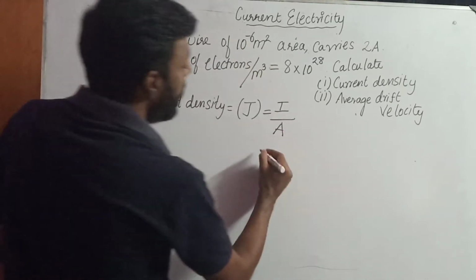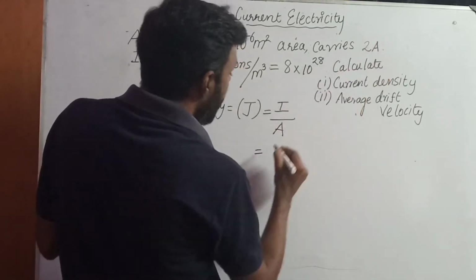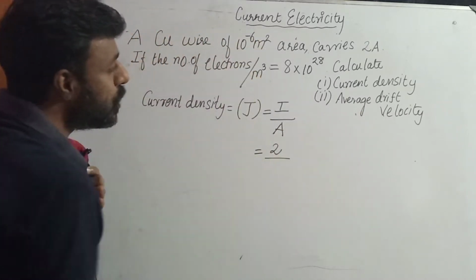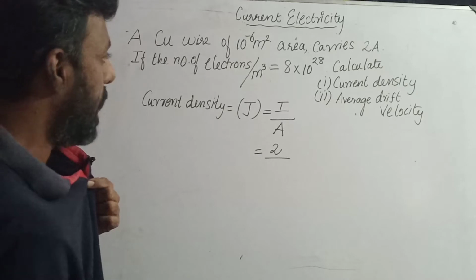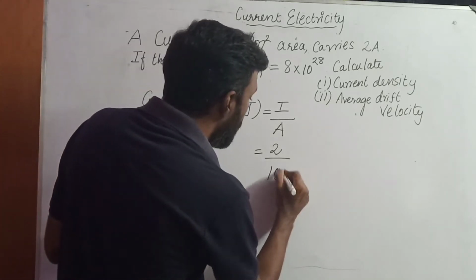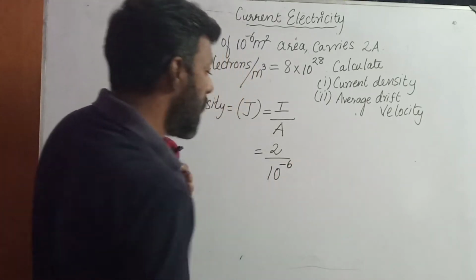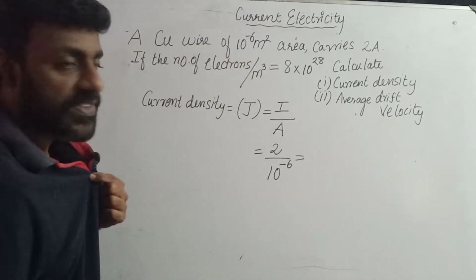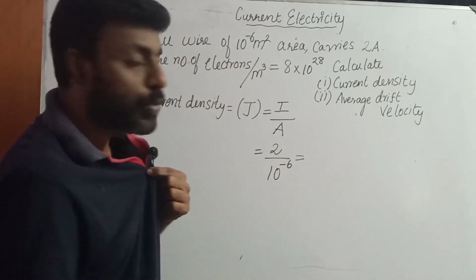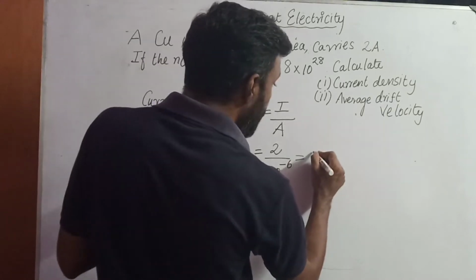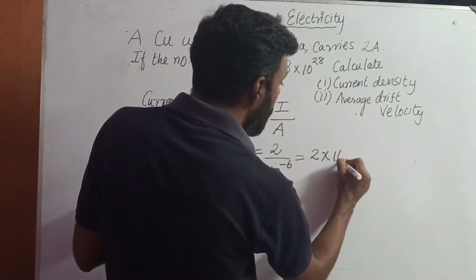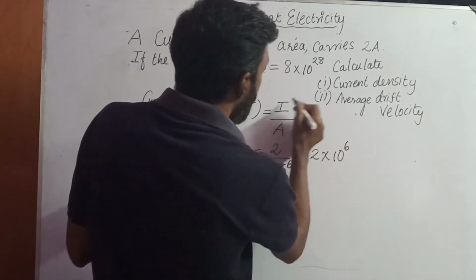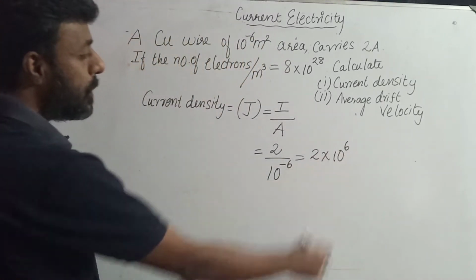The value of I is given as 2, divided by the area of cross section, which is 10 to the power minus 6 meter squared. I am going to bring this 10 to the power minus 6, which is in the denominator, to the numerator. So it will be 2 into 10 to the power 6.